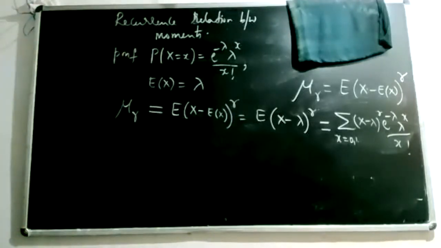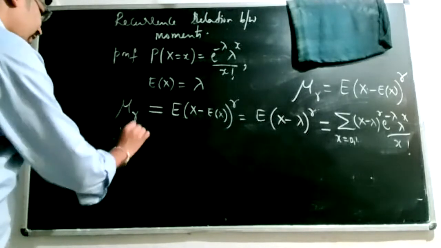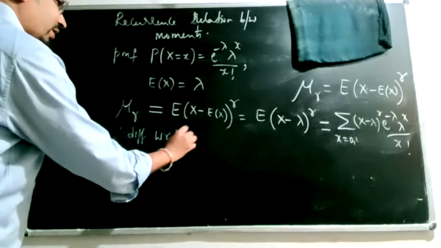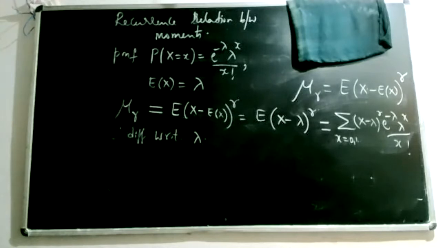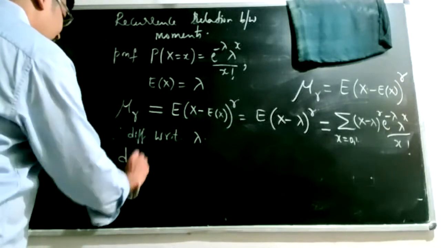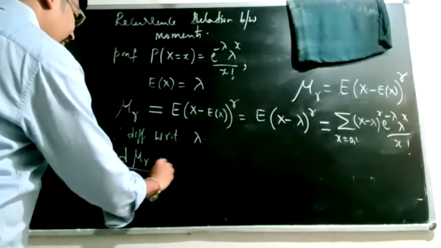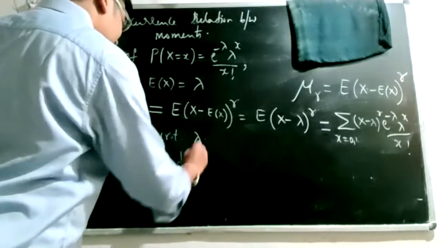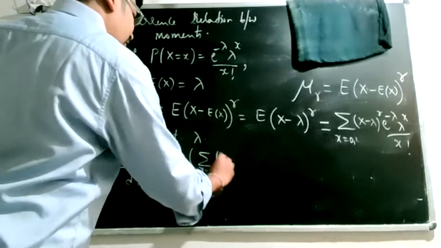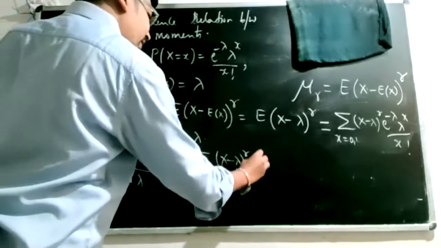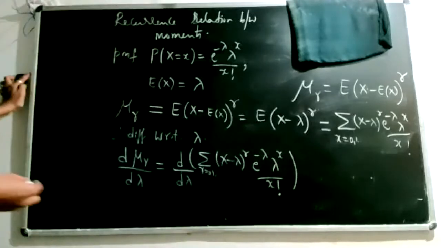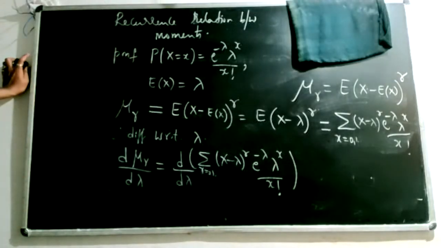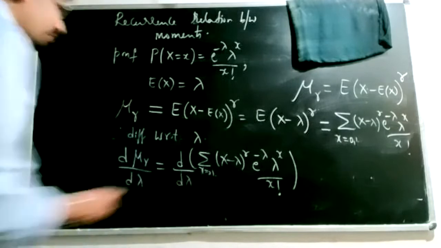Now what we do is we differentiate this. So differentiating with respect to lambda, we get d mu r by d lambda, which is equal to the derivative of this sum. So it's sort of a most frequently asked question, because all other results are very easy: deriving the mean or variance and moments, even the MGF is easier in Poisson. So the most likely question could be this in the examination.